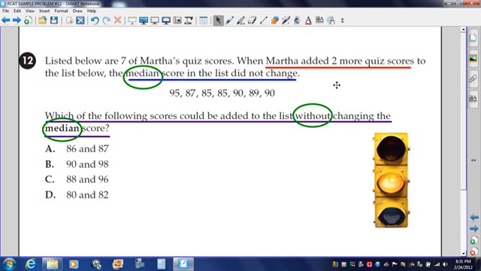So, on your paper, if you would, please underline "Martha added 2 more quiz scores," and underline or circle "median," keyword, and underline or circle "score, and the list did not change." Also, circle or underline the question: which of the following scores could be added to the list without changing the median score?